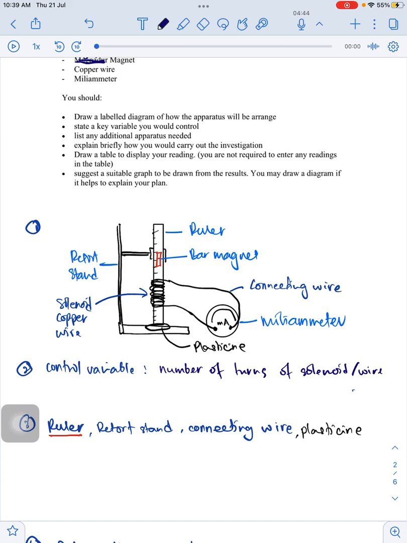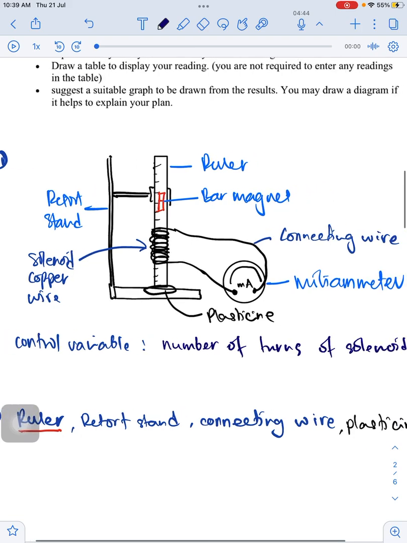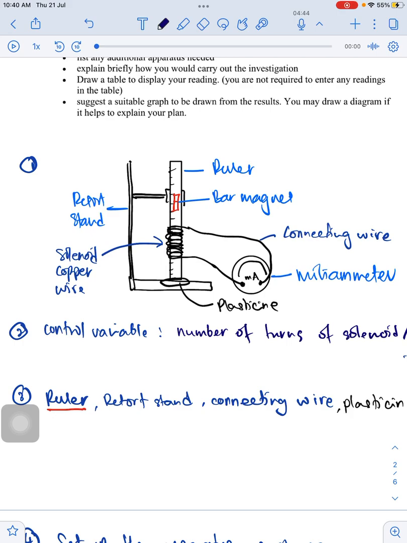Okay, we go one by one. The first one is to draw the labelled diagram. So this is the labelled diagram. We have a ruler to measure the height of the bar magnet that will be released into the solenoid of copper wire. And then we have the connecting wire and milliammeter connected to the connecting wire and solenoid, and of course we have the retort stand. Additional plasticine is not required, but it is an extra: if you release the bar magnet, the bar magnet will be caught by the plasticine.